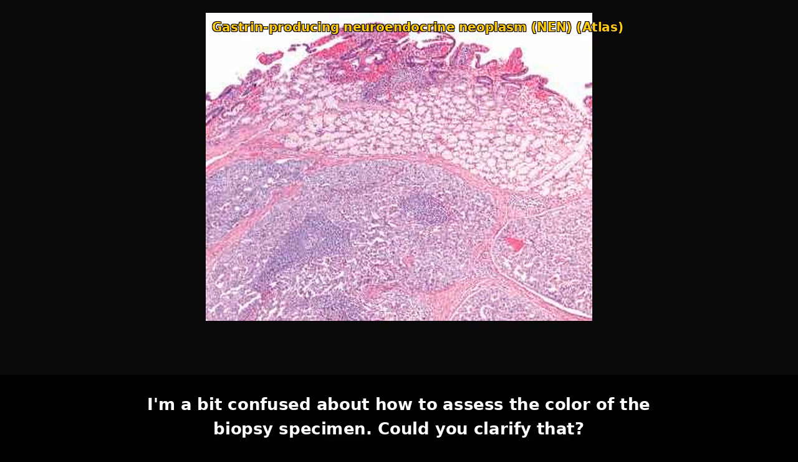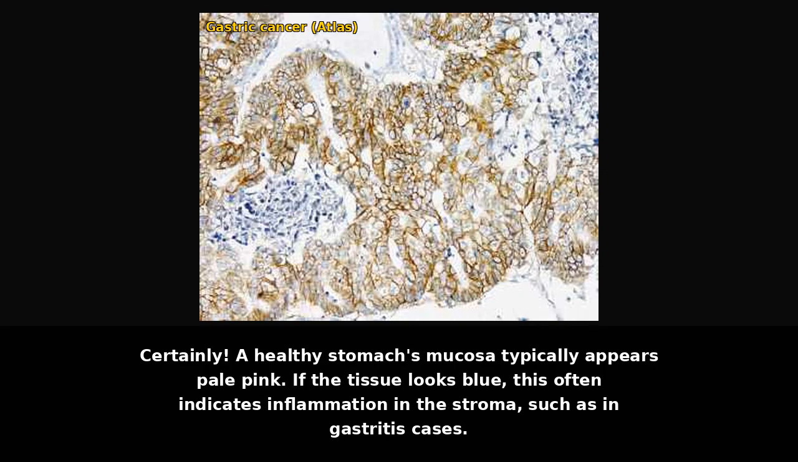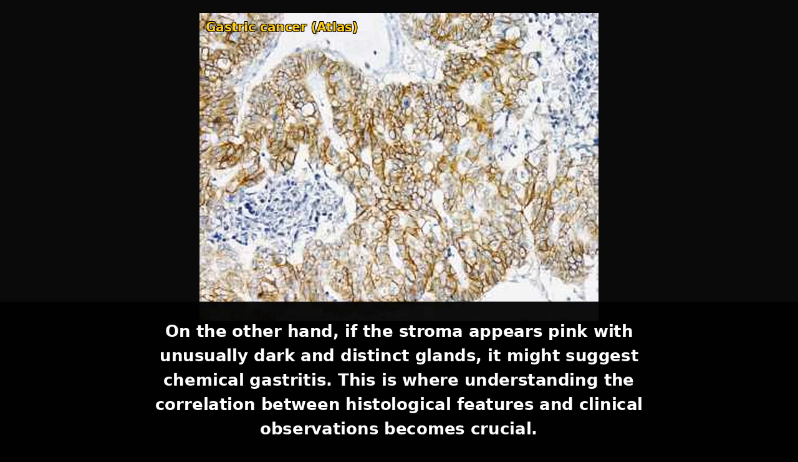I'm a bit confused about how to assess the color of the biopsy specimen. Could you clarify that? Certainly, healthy stomach mucosa typically appears pale pink. If the tissue looks blue, this often indicates inflammation in the stroma, such as in gastritis cases. On the other hand, if the stroma appears pink with unusually dark and distinct glands, it might suggest chemical gastritis.